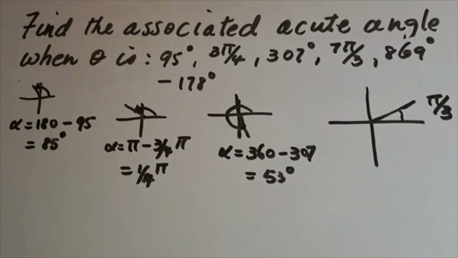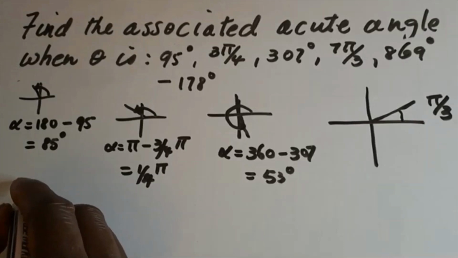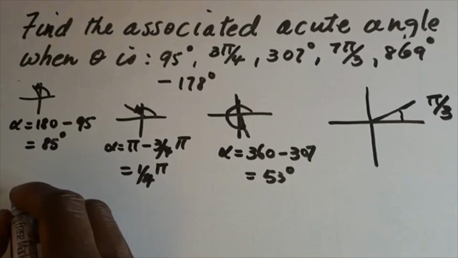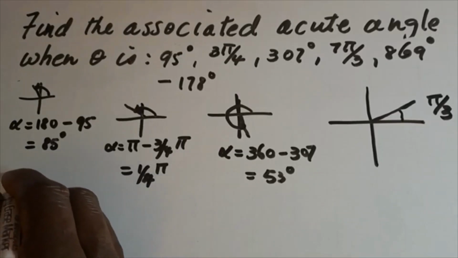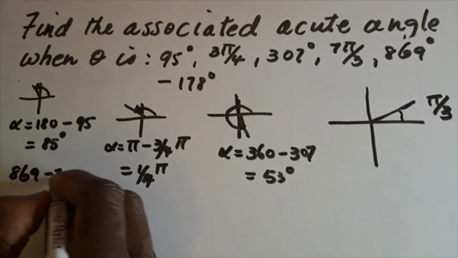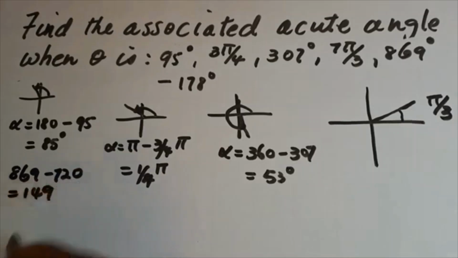Next we have 869 degrees. So 869 degrees, that will take away from, that's 360 times 2, which is 720 for two revolutions. So 869 take away 720, which will give us 149.